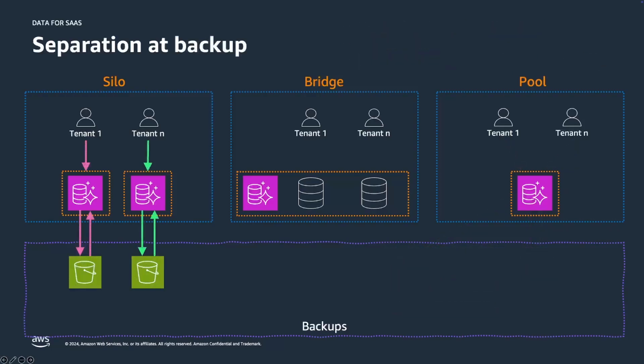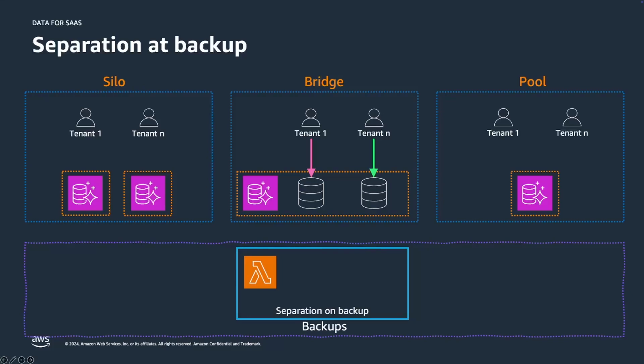We still have the same patterns for silo. This doesn't change. And in the bridge and pool models, we can use the same techniques to extract tenant data as we did in the earlier example. Only now we do it during the backup phase. So each tenant gets their own backup. And when we restore, we use the same technique as before, but the restored database is smaller, so we're slightly more cost efficient. Then we can use those same tools to restore back into the live dataset.